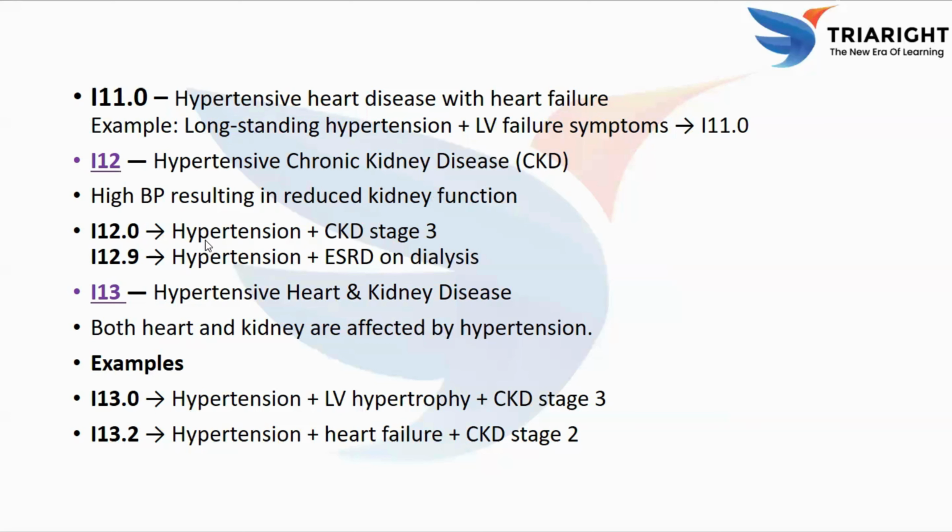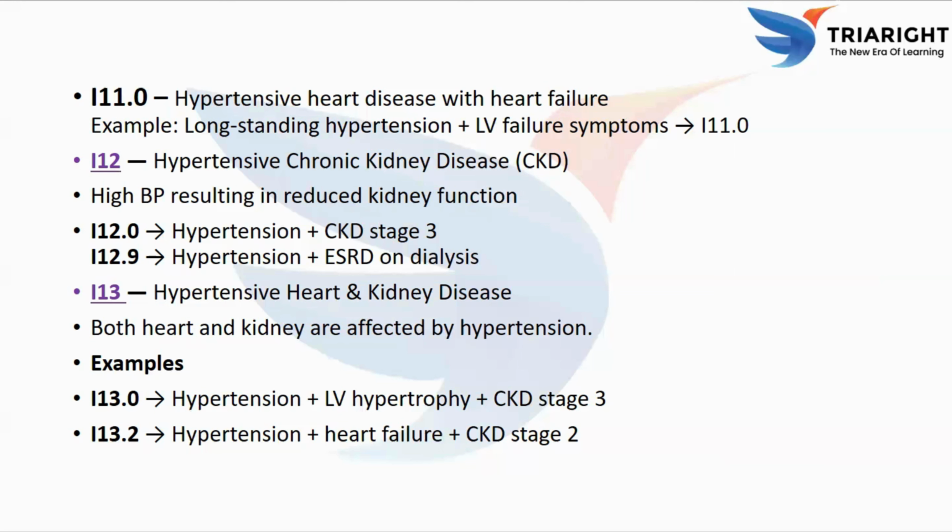And then coming to the category I13, that is hypertensive heart and kidney disease. So what does it mean? Both the heart and kidneys are damaged due to chronic hypertension. Chronic hypertension, nothing but the long-term effect of the hypertension.